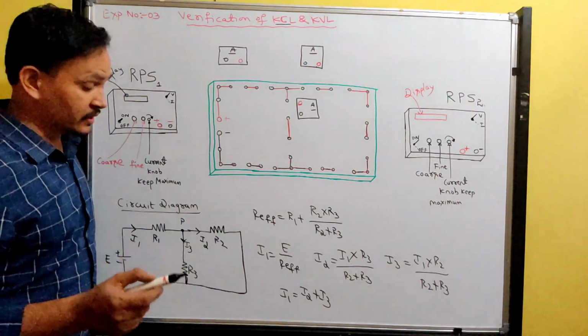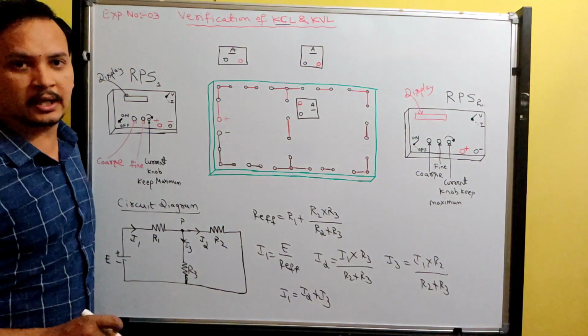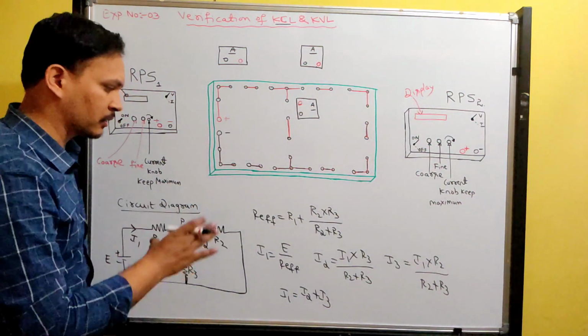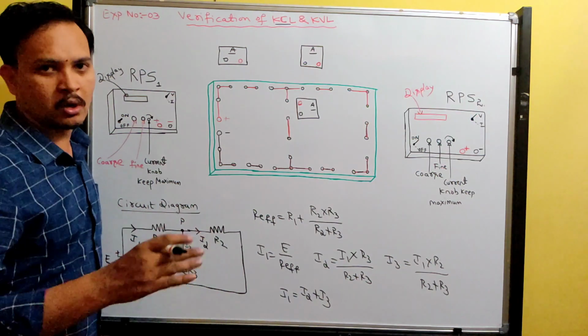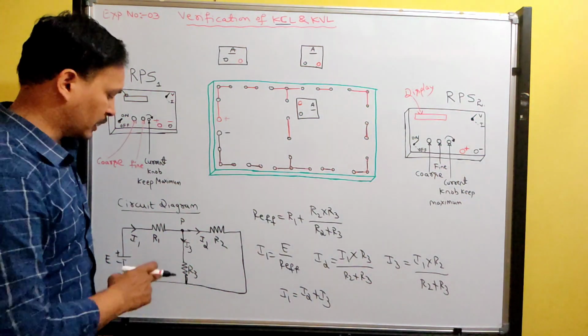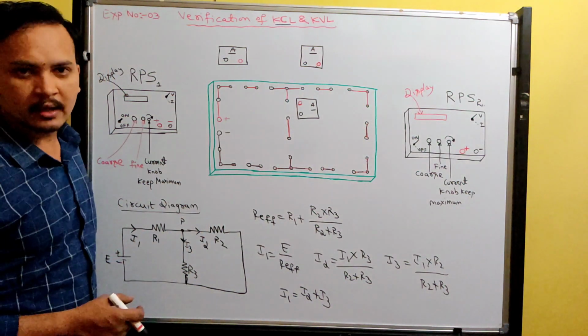See, once the calculation is done, if the calculations are correct, then only the professor will allow you to do the connections. If you do wrong calculations, you are not supposed to do connections at all. Okay. So do calculations correctly. Whatever values are given in the question, according to that you find those currents.